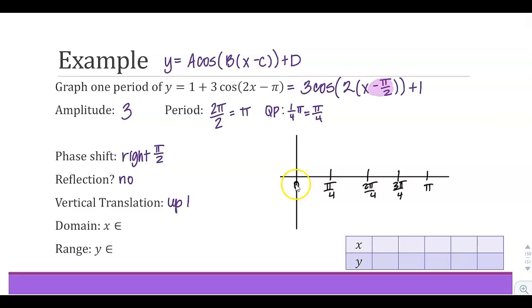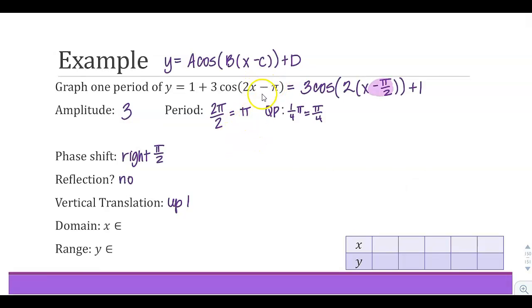So I'm going to have to move 0 to the right pi over 2, pi over 4 to the right pi over 2. That's a lot of values that I'm going to have to add pi over 2 to in order to shift everything to the right. We can absolutely do that. We could finish this thing off and then move each of those points to the right pi over 2. But I'm going to show a different way.